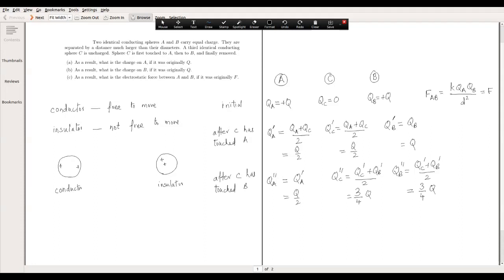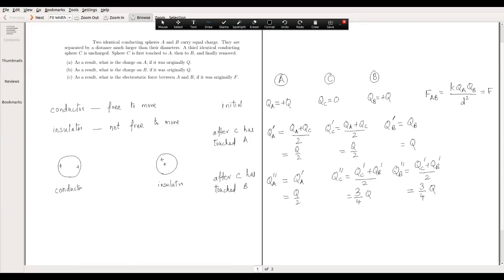A good check is that the total charge doesn't go anywhere. There was a total amount of 2Q of charges to begin with, which was distributed on A and B equally. And that stays the same at each step. Here it is 1 by 2 plus 1 by 2 plus 1, that's 2. And now it is 1 by 2 plus 3 by 4 plus 3 by 4, that's again 2. So the total number of charges doesn't go anywhere. They are only redistributing themselves.